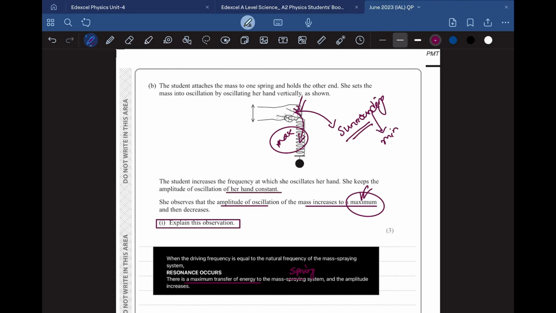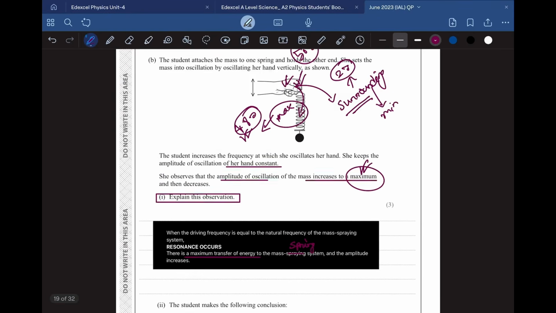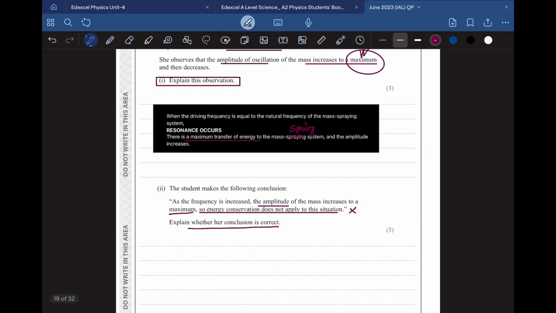Let's say the hand is exerting 50 joules of energy on the spring mass system. As amplitude is very high, the spring mass system will get 48 joules of energy, and the surrounding will only get 2 joules of energy. So when the spring mass system is getting the maximum amount of energy, the surrounding is getting the minimum amount. Why? Because amplitude is maximum. When the amplitude is maximum, there is a maximum transfer of energy, and it is carried out in a closed system.